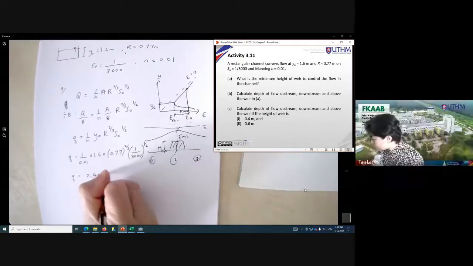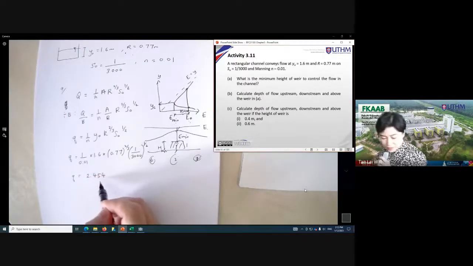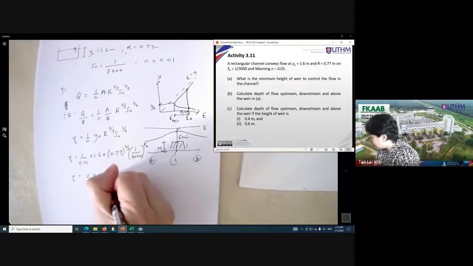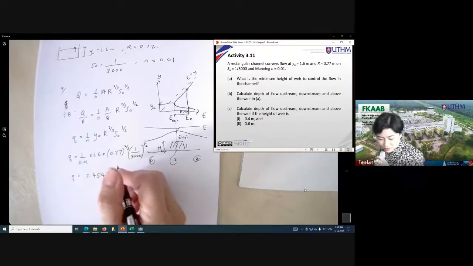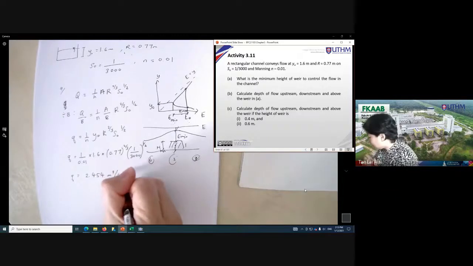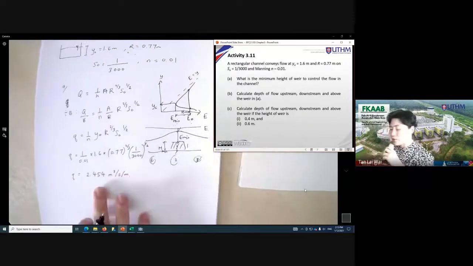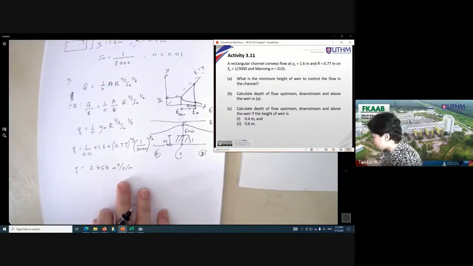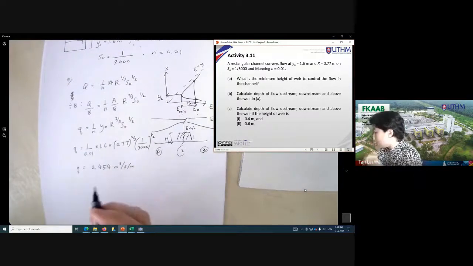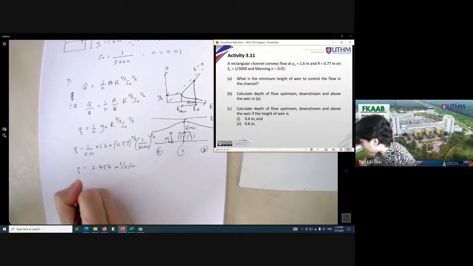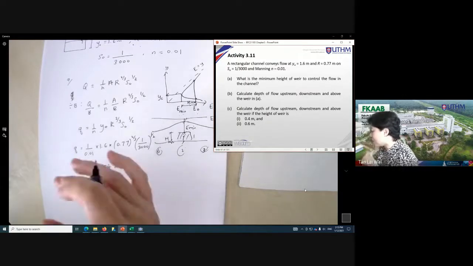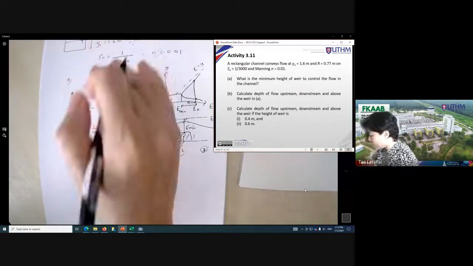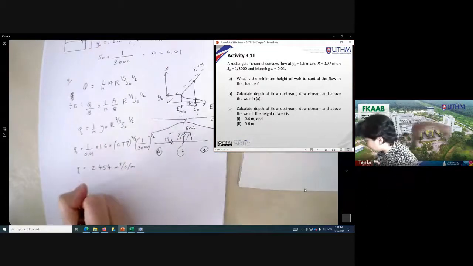So this is to 4 significant figures. My answer is written in 4 significant figures. So I have discharge is 2.454 meter cube per second per meter. Now, once I have this, I can already find my YC. If you still remember our steps, we normally find Y naught and YC. This is our first step.